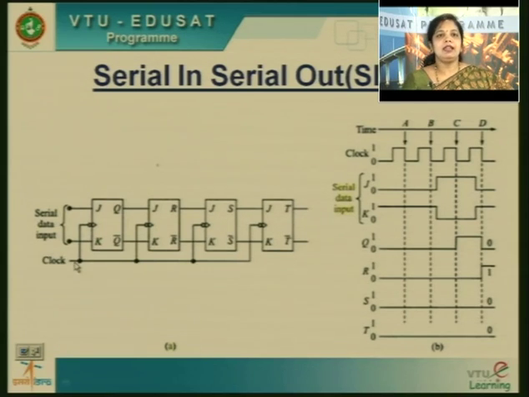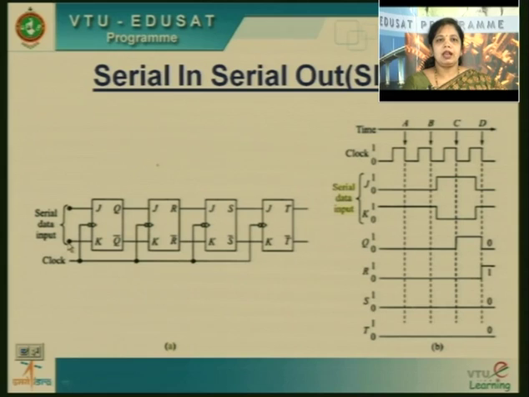I am applying the clock here. This bubble represents a negative clock, so with respect to the negative edge, all these flip-flops will respond. You can see the first flip-flop output is connected as the input to the second. Similarly, the second output is connected to the input of the third, and the third output is connected to the input of the fourth. This is how it is connected serially.